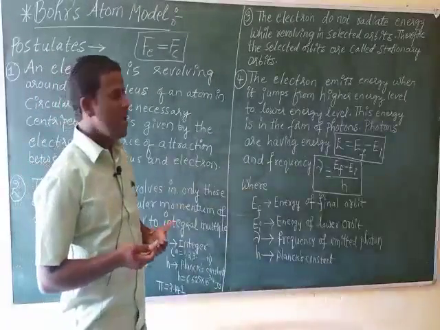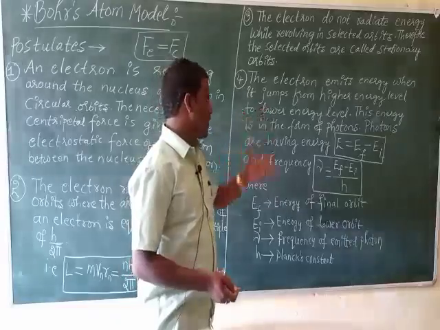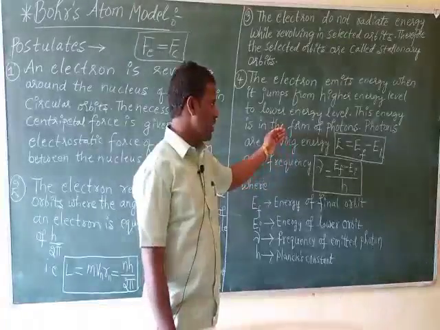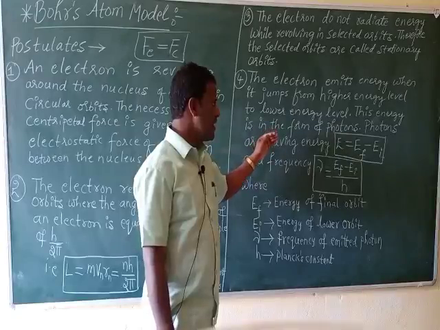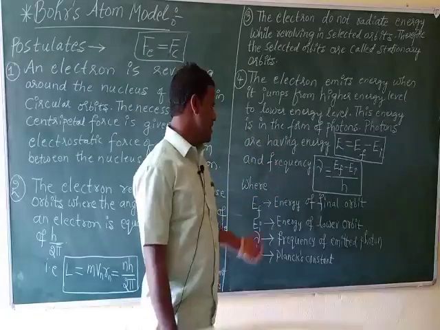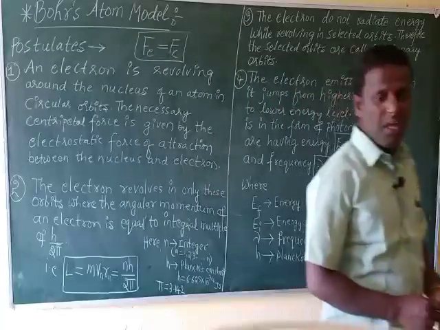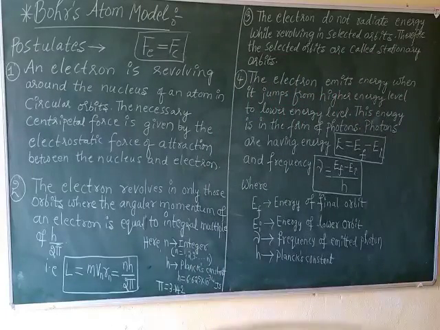Next, when is energy emitted? When it jumps from a higher energy level to a lower energy level, and that emitted energy is in the form of photons. Photons have energy E equals EF minus EI, and frequency nu equals EF minus EI by h.